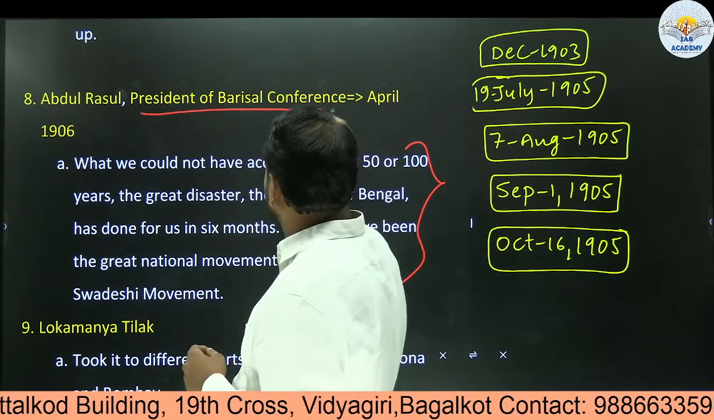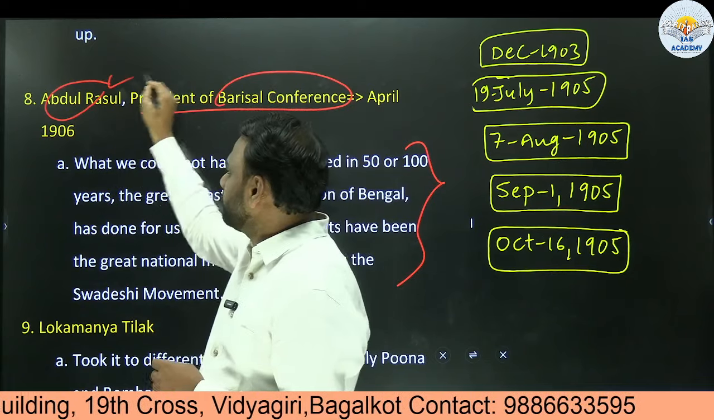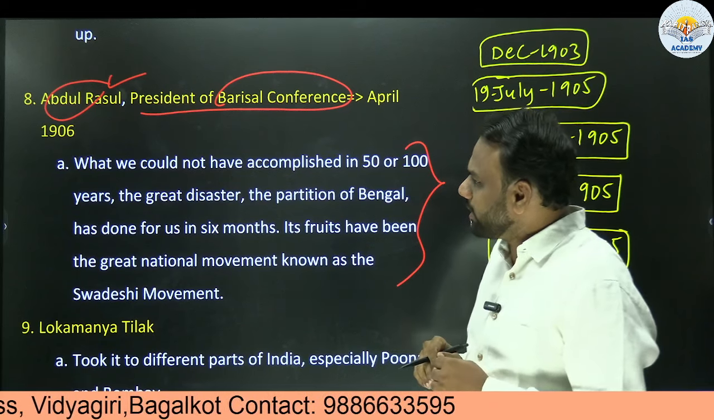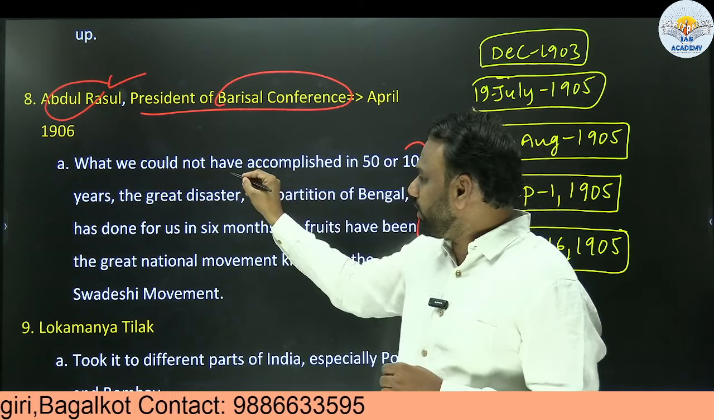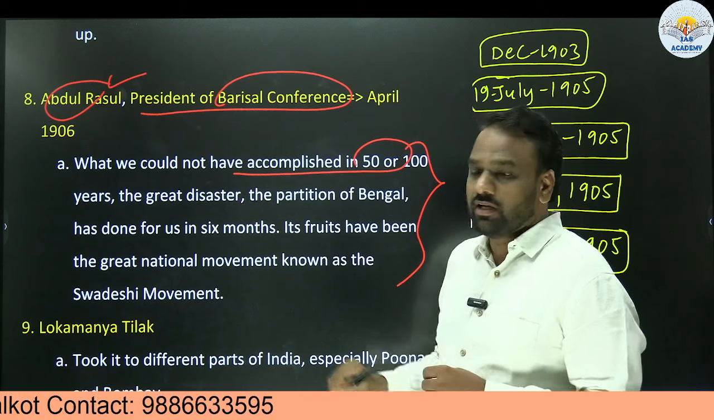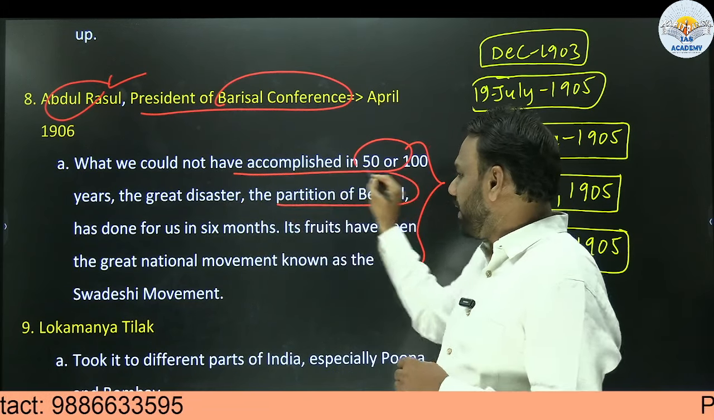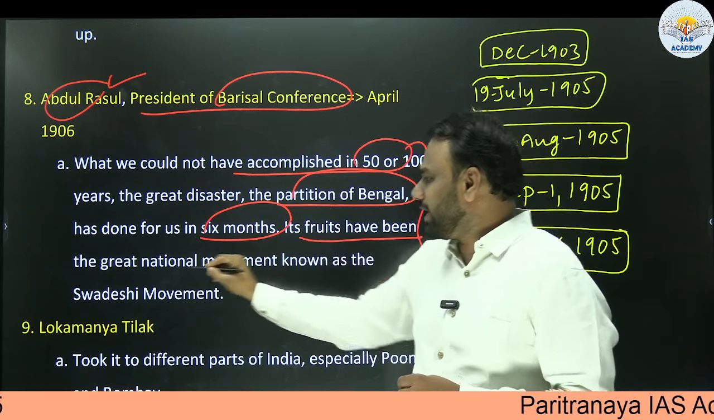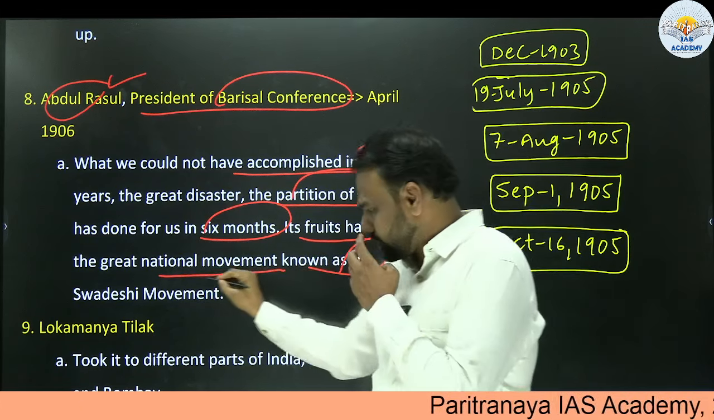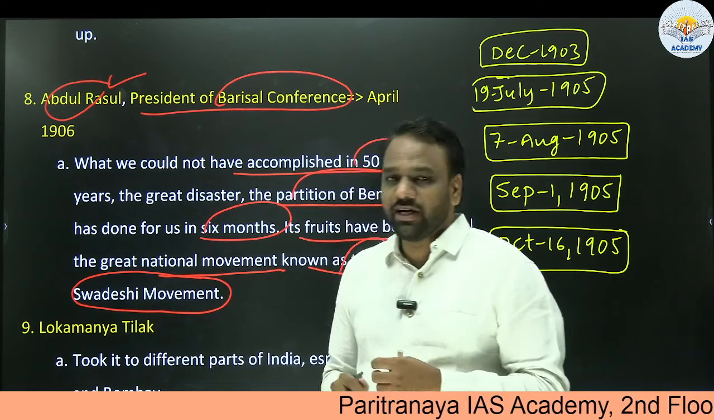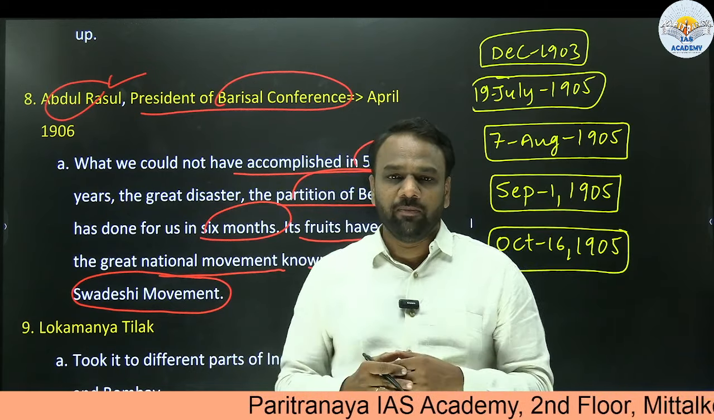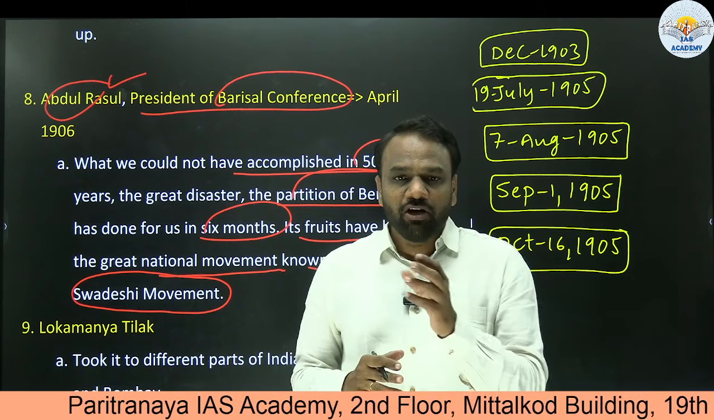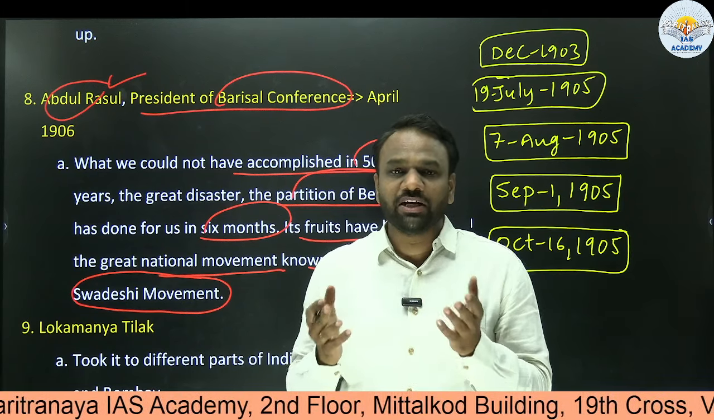Who was the president of the Barisal Conference? Abdul Rasul. It was held in 1906. In this conference, Abdul Rasul makes a statement: what we could not have accomplished in 50 or 100 years, the great disaster, the partition of Bengal, has done for us in 6 months. So he says that if there was no partitioning of Bengal, we would probably never have united. The partitioning of Bengal has given us a reason to unite.